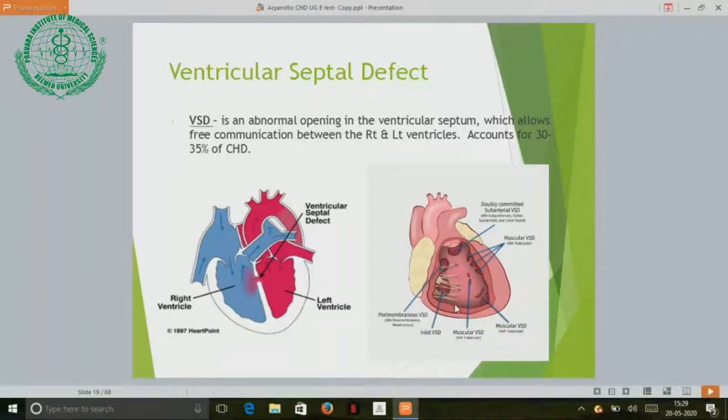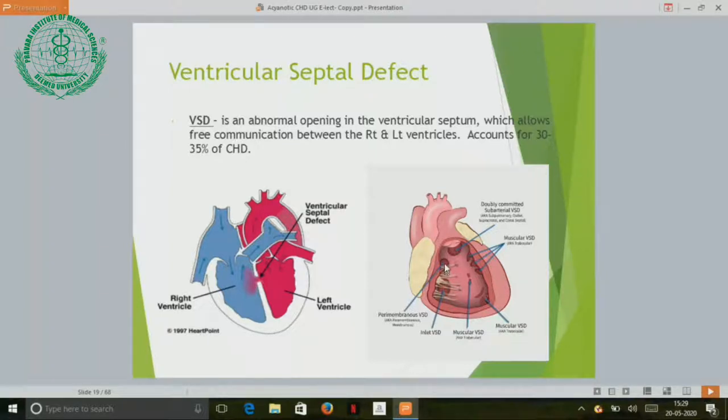What are the types of ventricular septal defect? This is the inlet portion of the right ventricle. This is the cut section we are seeing from the right ventricle side. Blood coming from the right atrium comes across the tricuspid valve into the right ventricle. And this is the membranous portion of the interventricular septum, and this is the muscular portion of the interventricular septum.